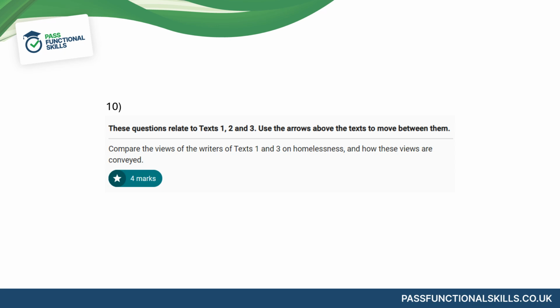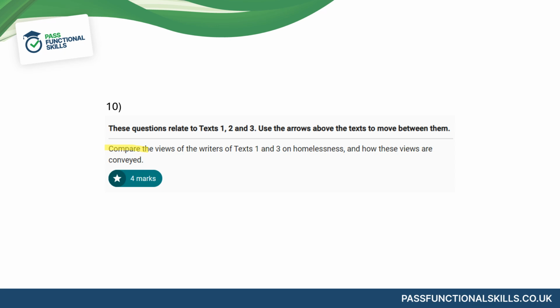So the first thing to notice with this question is we've got the word compare. So this just means that we need to focus on similarities and differences. So tell the examiner whether the thing you're talking about in the text is a similarity or a difference with the other text. And we need to do that with 2 things.